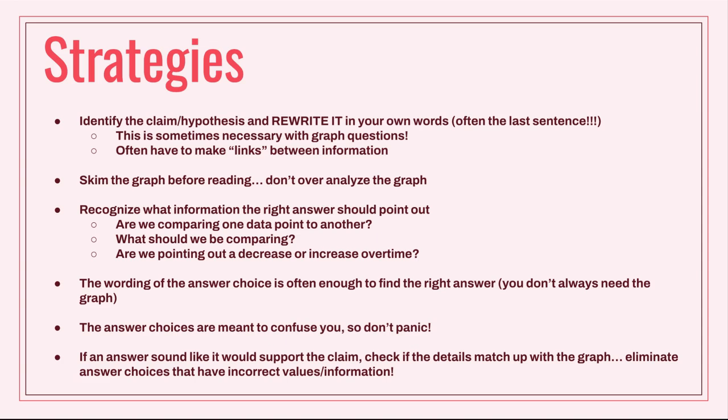The answer choices are meant to confuse you, so don't panic if you don't get them at the first read. It always took me a couple of reads to understand the answer choices. But once an answer choice does sound like it would support the claim, and especially if there are multiple answers that sound kind of correct, then just check if the details actually match up with what the graph is saying. And if you're stuck, you can eliminate answer choices that have incorrect values or information. That's a pretty easy way to eliminate answer choices, even when you're stuck.